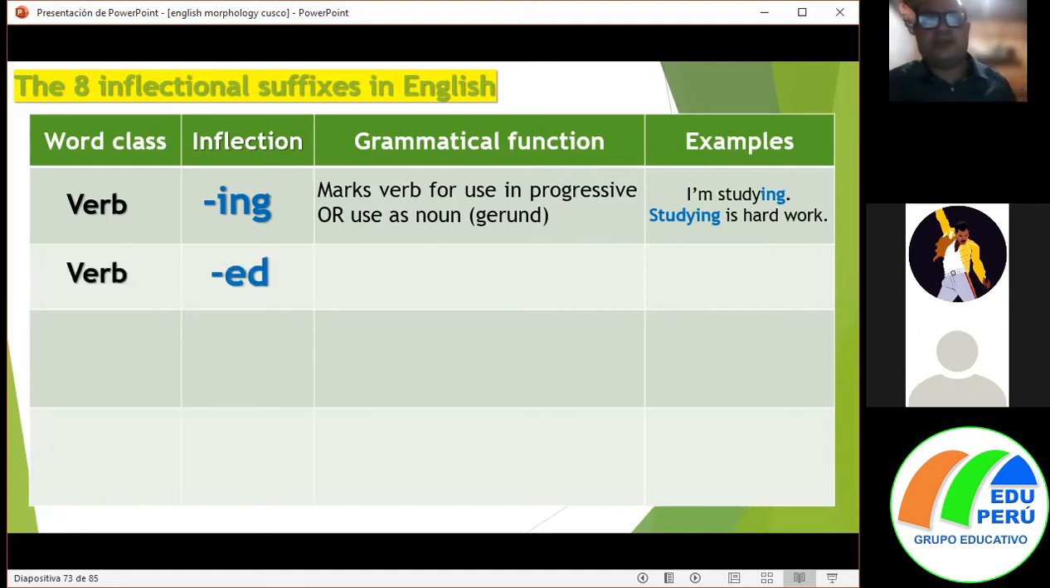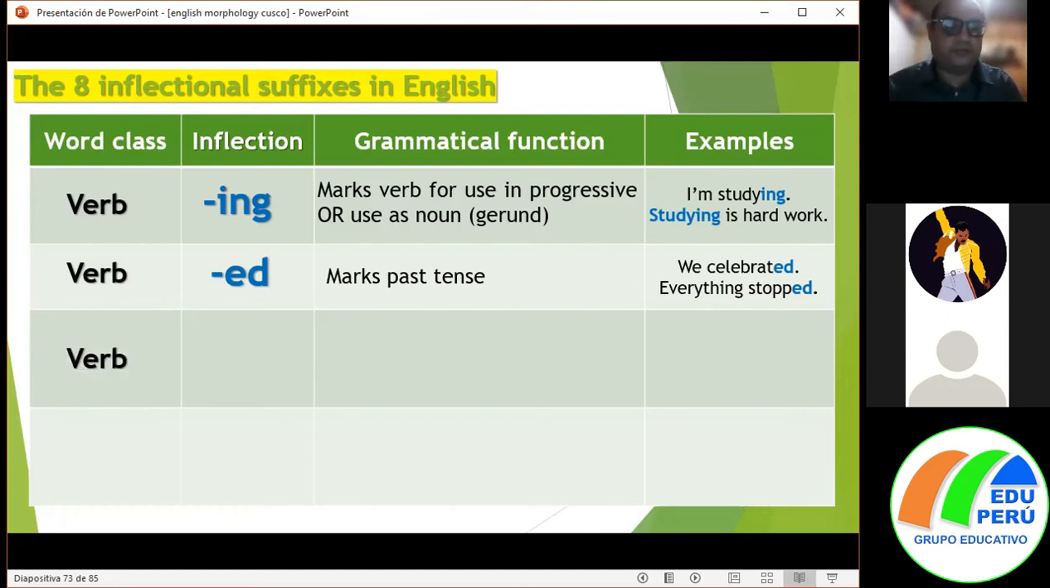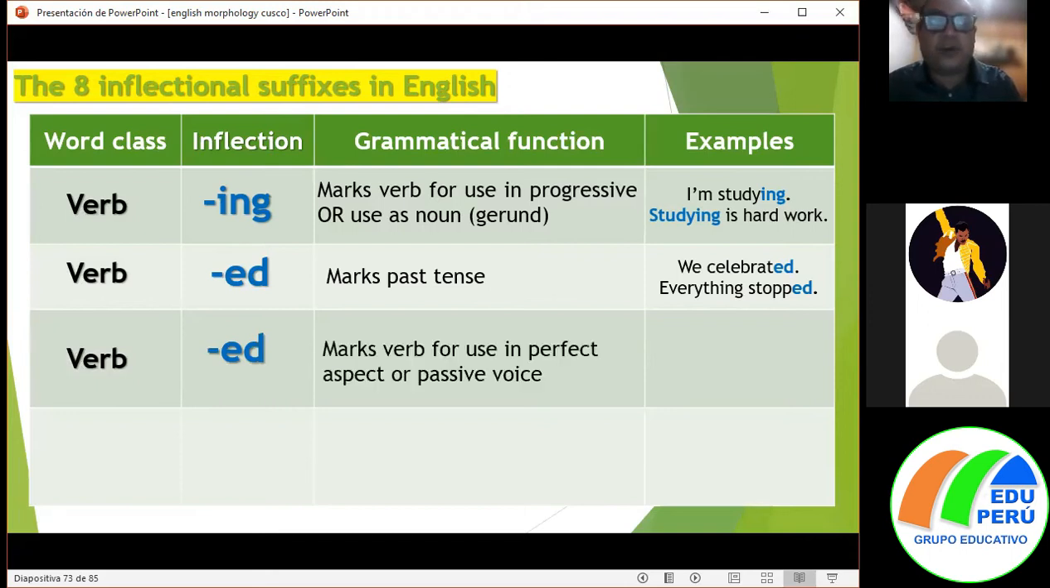Another one is the famous ed. Ed marks the past tense. We celebrated, everything stopped. Notice here, we celebrated, everything stopped. So this is regular, no? This is regular. Another ed, remember, that is the perfect aspect, the past participle, right? Or we could use it in passive voice. Notice the examples.